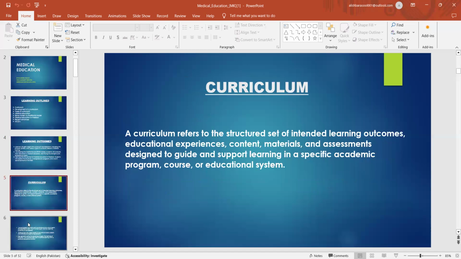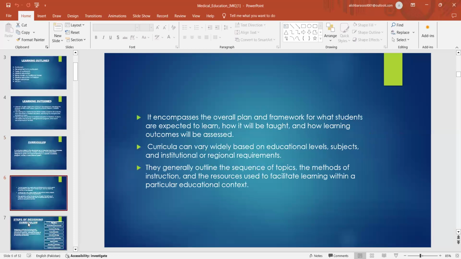What is curriculum? A curriculum refers to the structured set of intended learning outcomes, educational experiences, content, material, and assessments designed to guide and support learning in a specific academic program, course, or educational system. It encompasses the overall plan and framework for what students are expected to learn, how it will be taught, and how learning outcomes will be assessed. Curricula can vary widely based on educational levels, subjects, and institutional or regional requirements. They generally outline the sequence of topics, the methods of instruction, and the resources used to facilitate learning within a particular educational context.